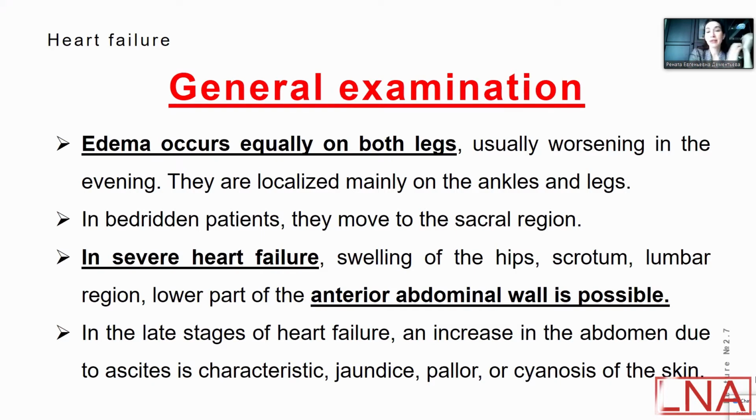In severe heart failure, swelling of the hips, scrotum, lumbar region, and lower part of the anterior abdominal wall is also possible to detect. In the late stages of heart failure, an increase in the abdomen due to ascites is significant. Also, there can be jaundice due to hepatomegaly, pallor of the skin, or cyanosis of the skin. In the later stages, there will be a mixed type of cyanosis, a combination of acral and diffuse cyanosis.